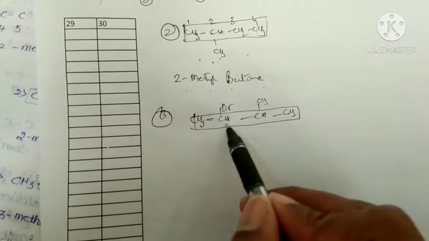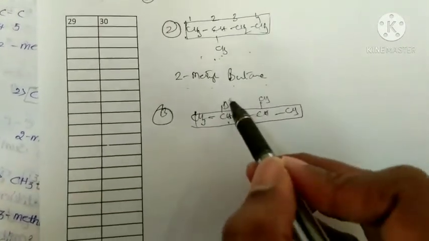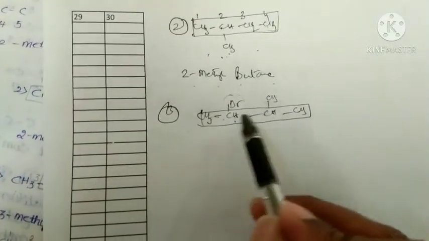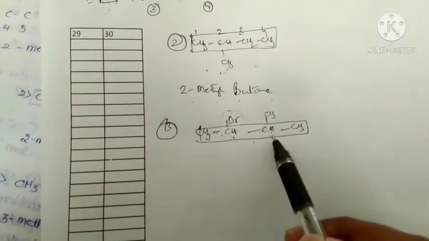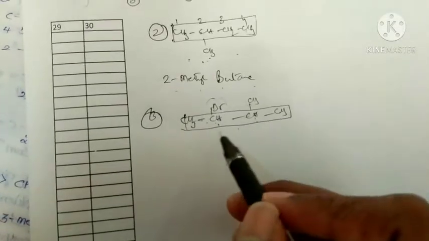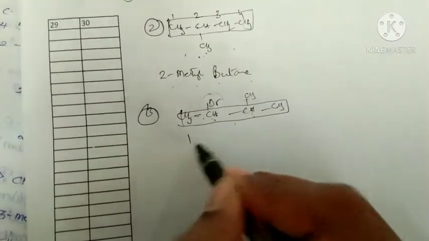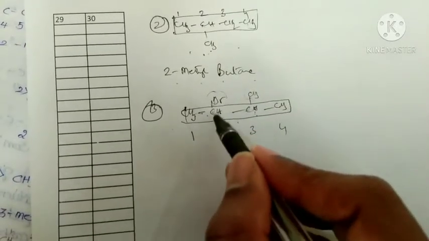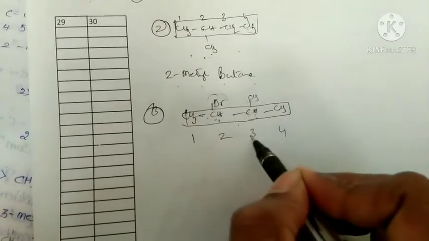So which are present in this compound? Substituents are present. There is no functional group. See, bromine is a substituent, and the methyl group is also a substituent. That means two different substituents are present. If you give numbers from left to right, 1 2 3 4, then the bromine carbon gets second, and the methyl group carbon gets the third position.